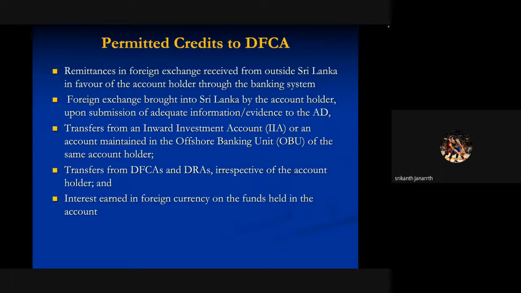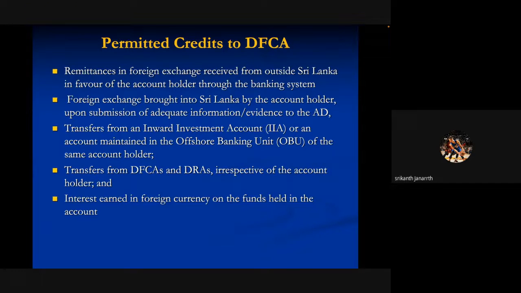Permitted credit to DFC. What are the permitted credits? Where is the money coming from? Definitely remittance received from outside Sri Lanka. So they get the remittance from their respective country. It can be mission income. It can come to their diplomatic mission. The money can come from the country. Foreign exchange brought into Sri Lanka. The account holder can bring the money, with submission of evidence that he has brought it in through the authorized dealer.